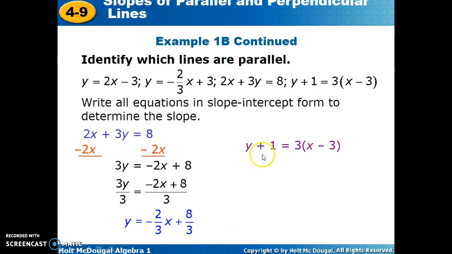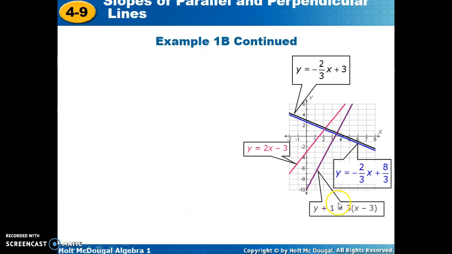We're going to take the final equation, distributing the 3 to both terms, subtracting the 1. We can see an equation of y equals 3x minus 10. Looking at these lines, I can see negative 2/3 for this slope and negative 2/3 for this slope, indicating they would be parallel lines. And these two have dissimilar slopes, therefore they are not parallel to each other.